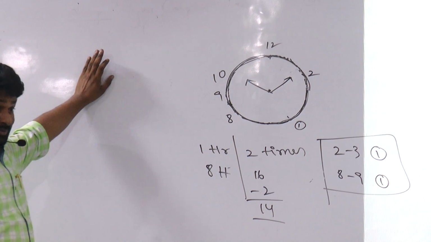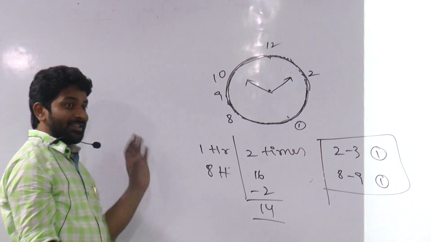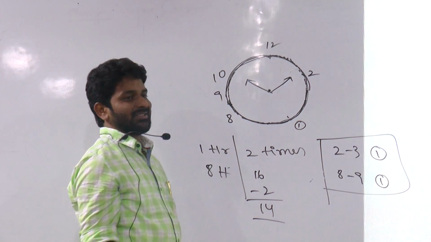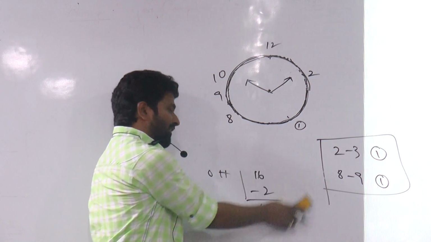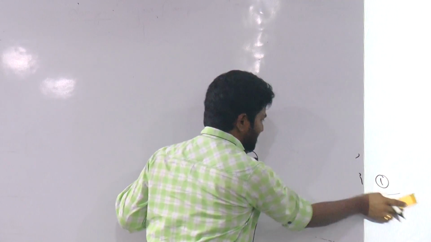xx by 11 is the shortcut for clocks. That's what I am telling you. It's a 3 hours concept. To understand that concept, you need 3 hours. It takes time. But anyway, that will not come in bank exams. For SSC, you will have clocks.